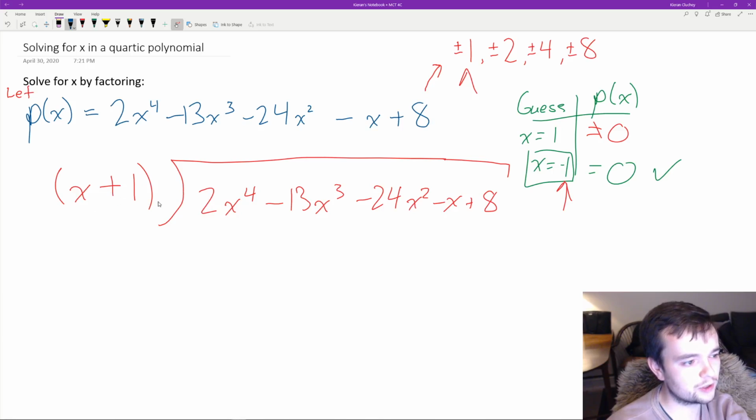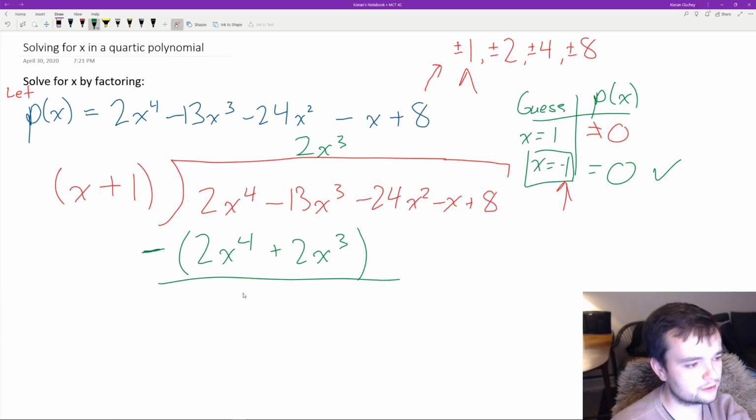So I will multiply, looks like I'll multiply by 2x to the power of 3. Okay, let me write this in green actually. 2x to the power of 3. If I do that, then when I multiply 2x to the power of 3 times x plus 1, I get 2x to the power of 4, which is what I wanted, right? So that things will subtract and disappear, and I get plus 2x to the power of 3 here. I subtract this, which means I get 0, and I will have negative 13 minus 2. Well, that is negative 15x cubed.